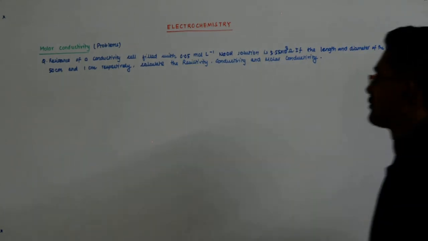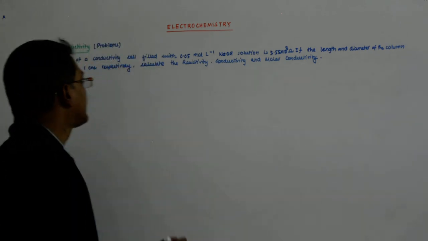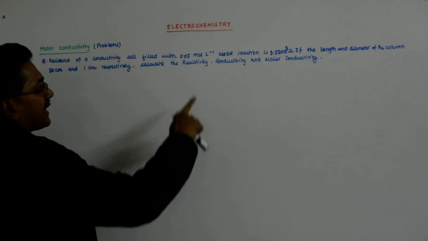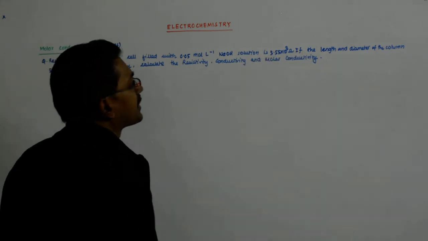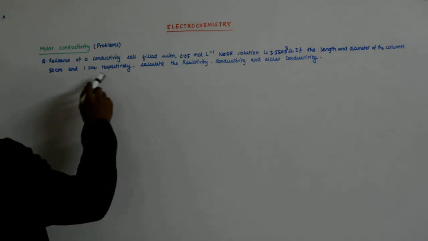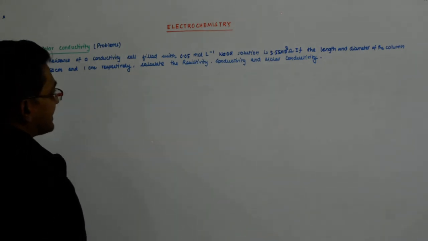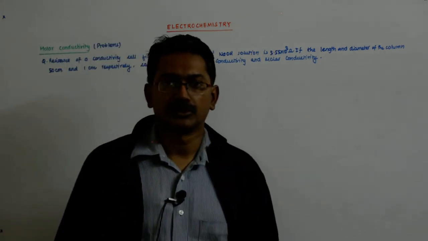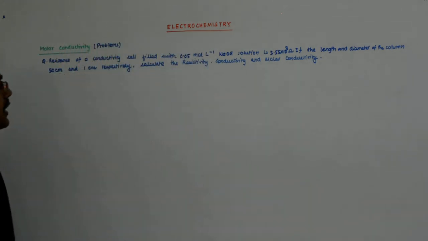We come to the next question. We are given that the resistance of a conductivity cell filled with 0.05 mole per liter NaOH solution is 5.55 into 10 to the power 3 ohms. If the length and dia of the column is 50 centimeter and 1 centimeter respectively, calculate the resistivity, conductivity and molar conductivity of the solution. Okay, so what do we do?